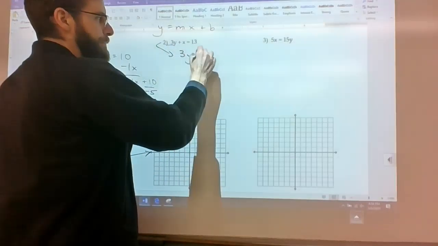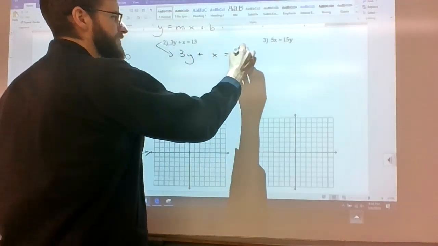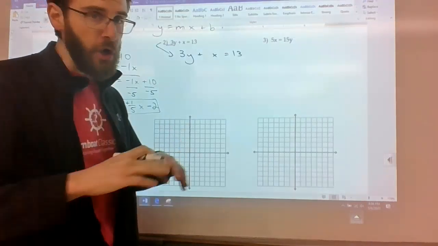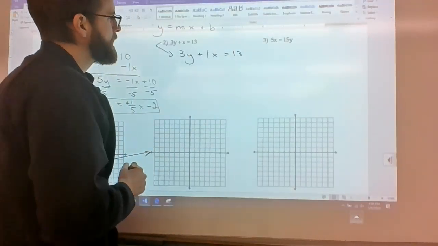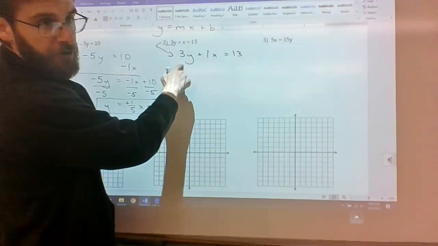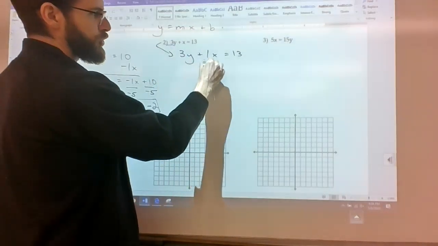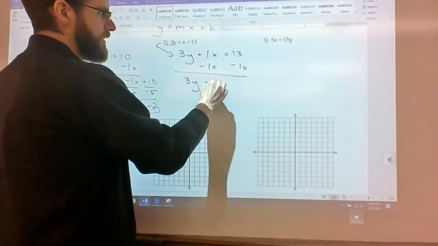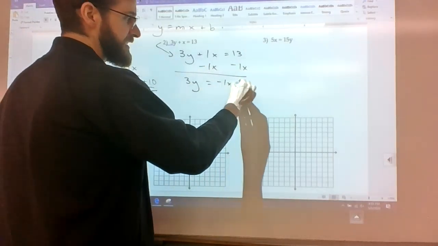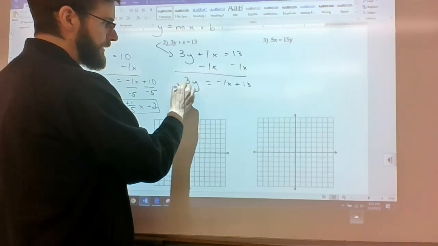So you got 3y plus x equals 13. I'm going to put a 1 in front of the x so that there's no confusion at all later on down the line. Remember, we want y by itself, preferably on the left-hand side, so I'm going to subtract the 1x from both sides. Then you've got negative 1x plus 13. Divide everybody by 3.